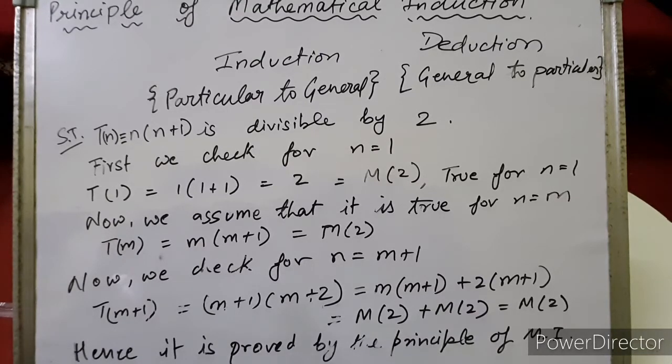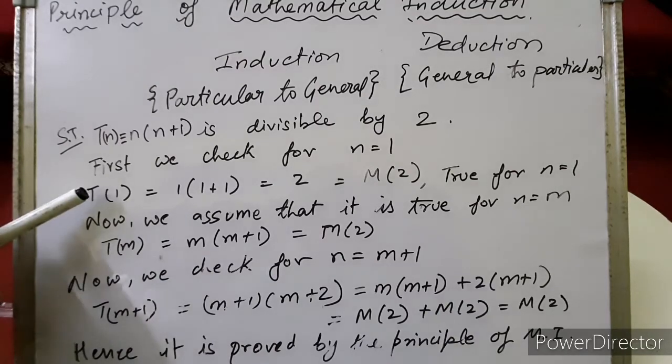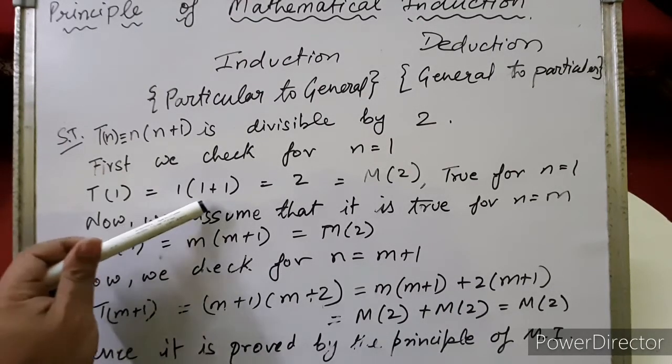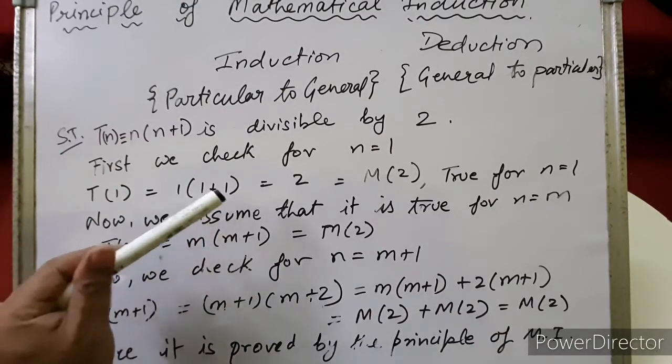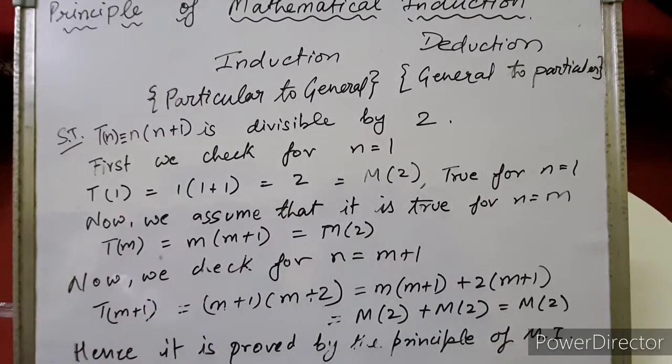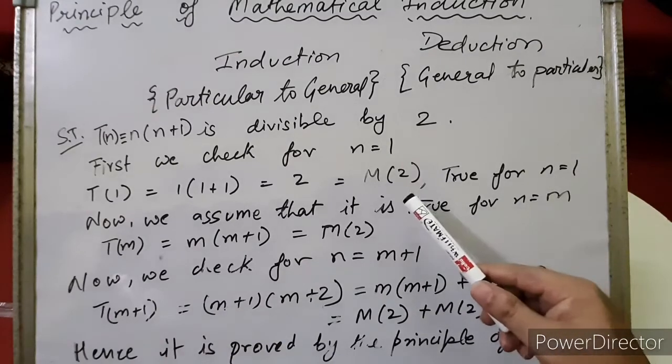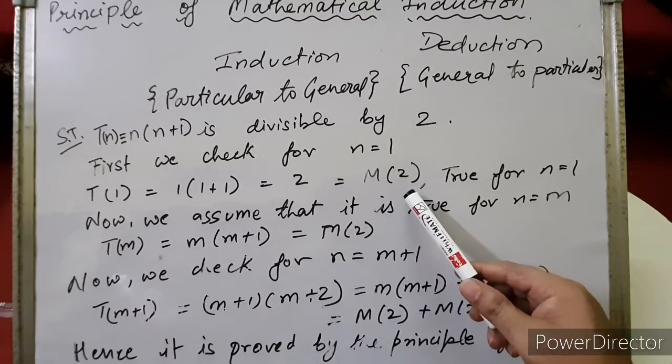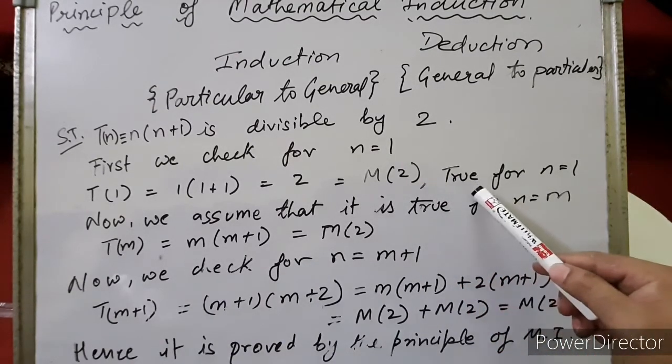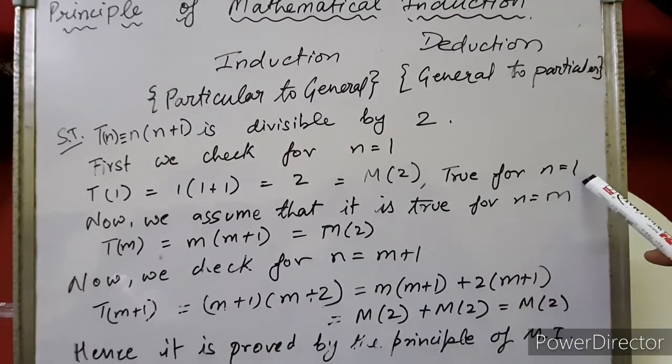Right? So first we check for n equals to 1, as the first natural number is 1. So when we put n equals to 1 here, it will become T1, which will be 1 into 1 plus 1. So 1 into 1 plus 1, it will be 2. Right, children? And 2, we know that it is a multiple of 2. So we'll say that it is true for n equals to 1.